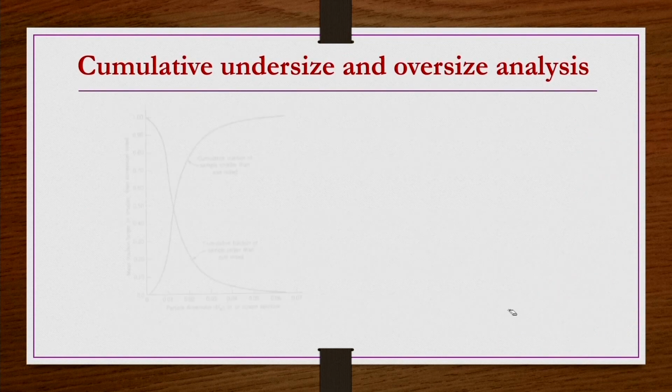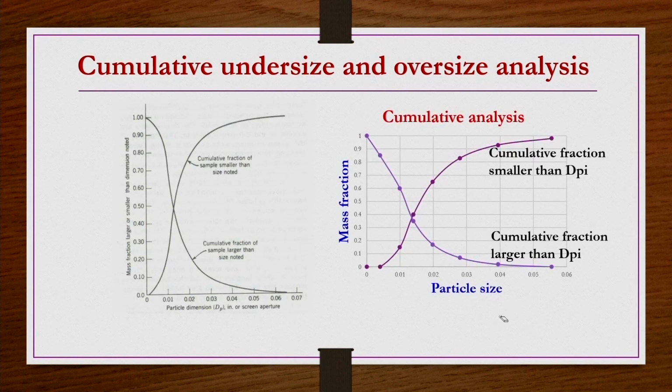So, cumulative undersize and oversize analysis, if you see, this is the way that mass fraction xi versus particle size dp, or dpi, if you plot, the ones that I have drawn here, this is what we have done. Cumulative fraction smaller than dpi would be like this, and then cumulative fraction larger than dpi would be like this. So, they are opposite to each other. This is cumulative undersize analysis, this is cumulative oversize analysis.